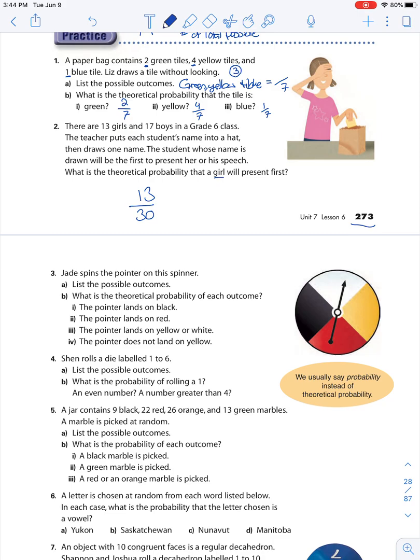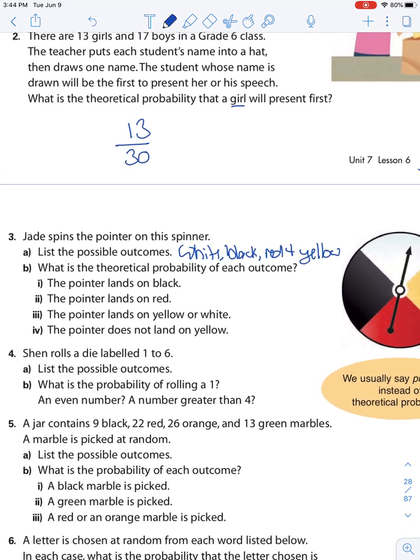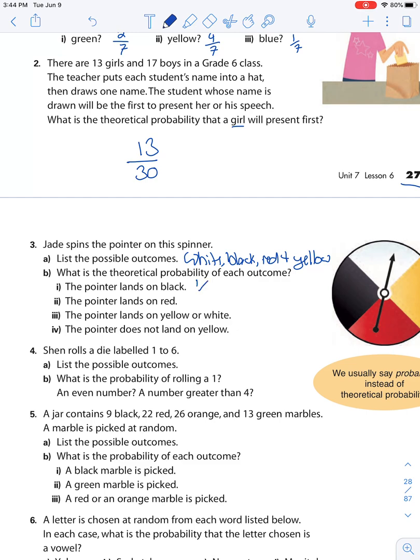Okay, next, Jade spins the pointer, which is over here, which lists the possible outcomes. Okay, so possible outcomes are white, black, red, and yellow. Okay, and then what's the theoretical probability that the pointer will land on black? Okay, 1 over 4. The pointer will land on red, easy peasy, 1 over 4. Now, if we have the word or, we're still successful if it lands on white or if it lands on yellow. So that means 2 over 4, or we could say 1/2.